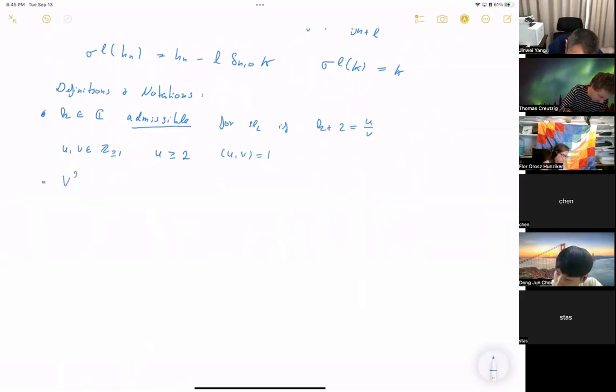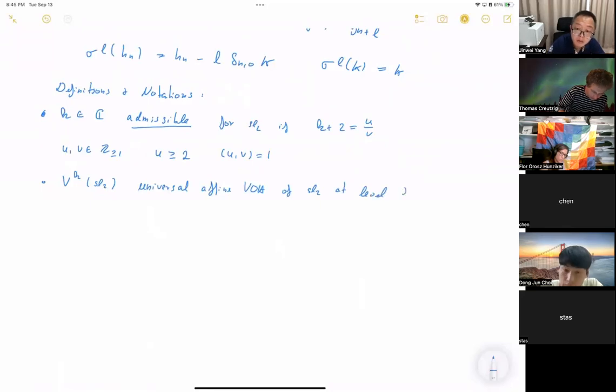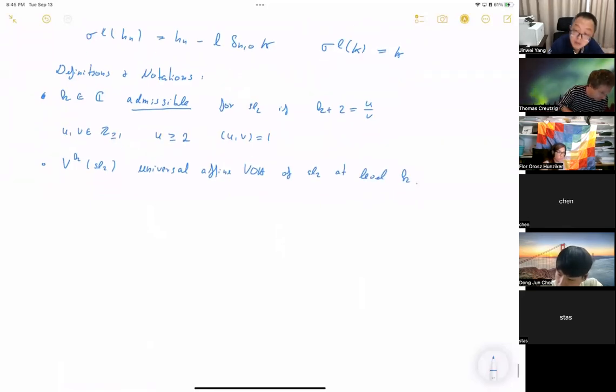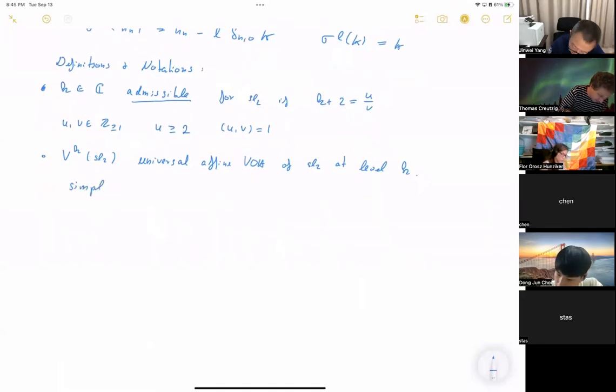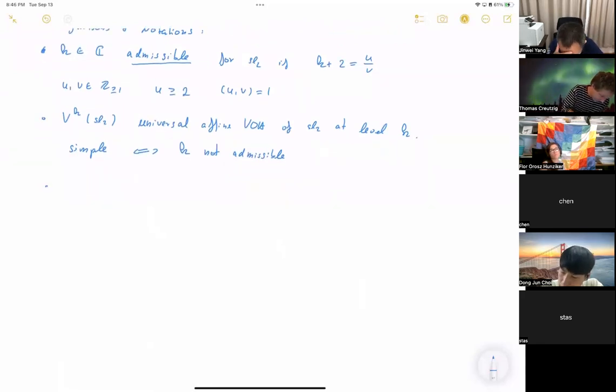Now, by V^k(SL2), I mean the universal affine VOA. And note that this is special for SL2: this VOA is simple if and only if the level k is not admissible. For higher rank, this statement is not true. So by L_k, with the lower index, I denote the simple quotient.